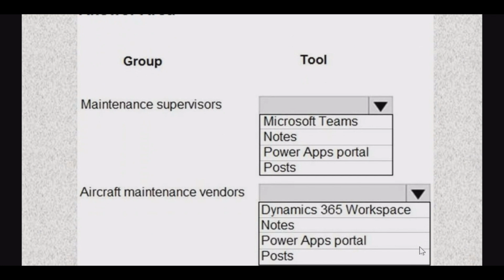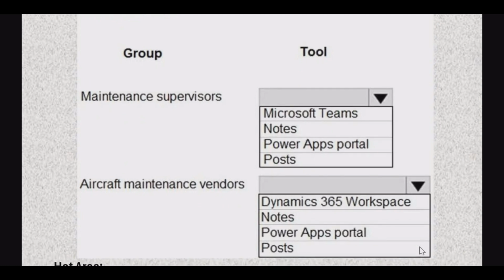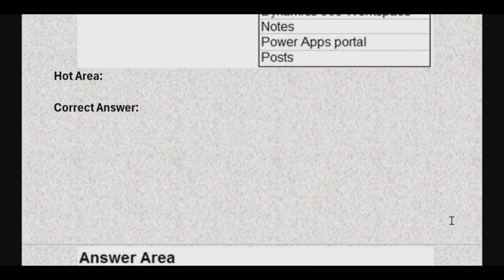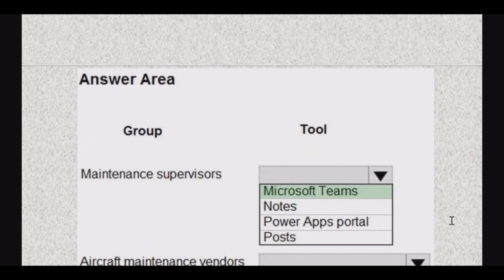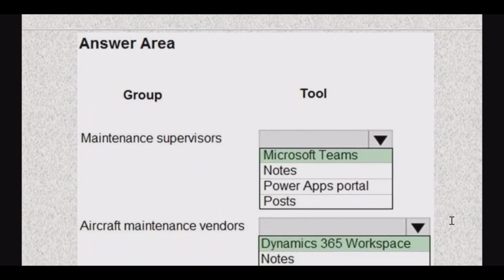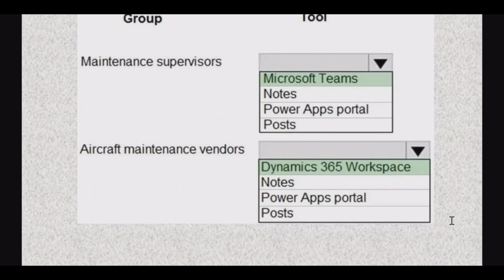For the group maintenance supervisors, the tools are Microsoft Teams, Notes, Power Apps Portal and Posts. And for the group aircraft maintenance vendors, the tools are Dynamics 365 Workspace, Notes, Power Apps Portal and Posts. The answer should be, please have a look: for the maintenance supervisor group, the tool is Microsoft Teams, and for the aircraft maintenance vendors, the tool is Dynamics 365 Workspace.